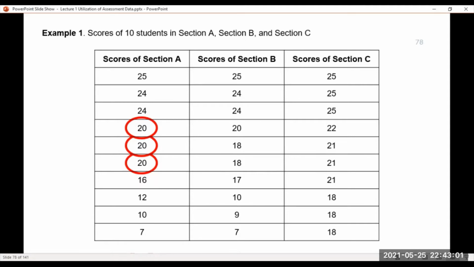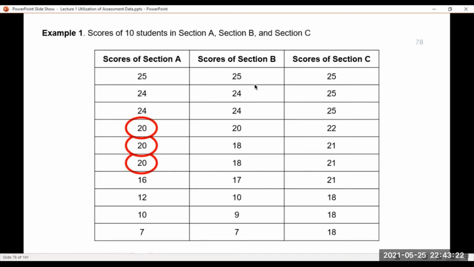Okay, so there is only one mode, therefore the score distribution is called unimodal. Kasi nga isa lang, 20. Okay, so unimodal na siya, and then the mode is 20. Next, for scores of section B, you have 25. This is arranged also from highest to lowest.